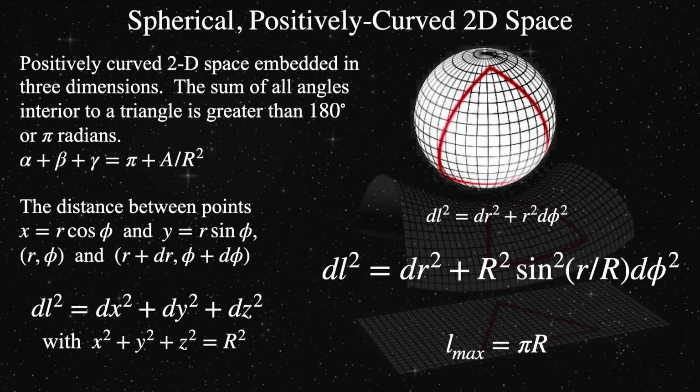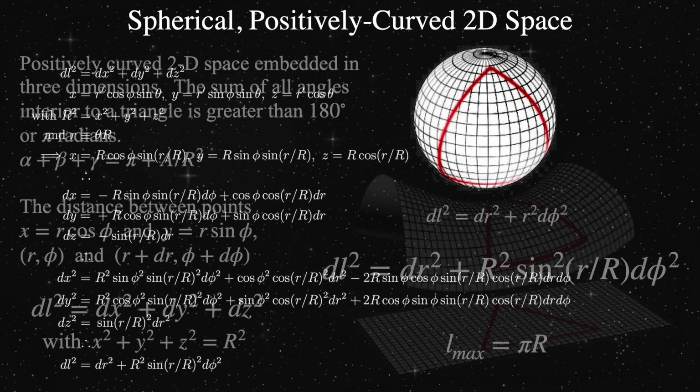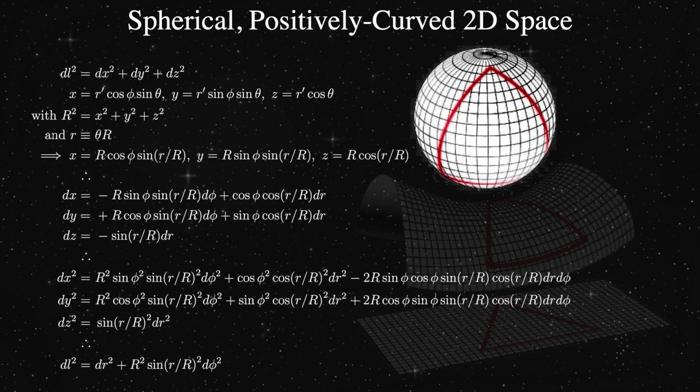Nicely, Euclid's parallel postulate fails for this space. All distance lines make great circles in this space, and therefore any lines that locally are parallel at some point will converge in both directions. Now let's derive the 2D metric that is congruent to being on the surface of a sphere.